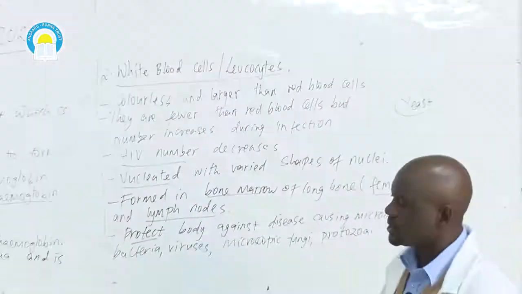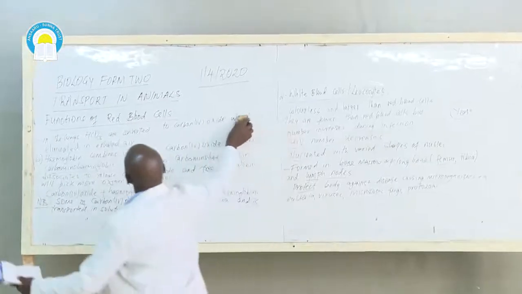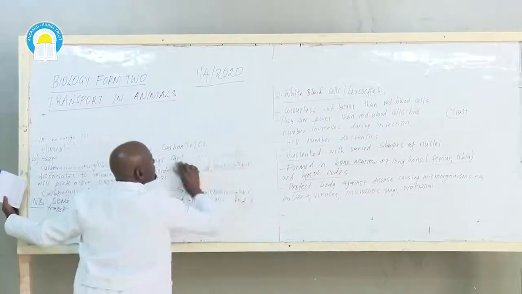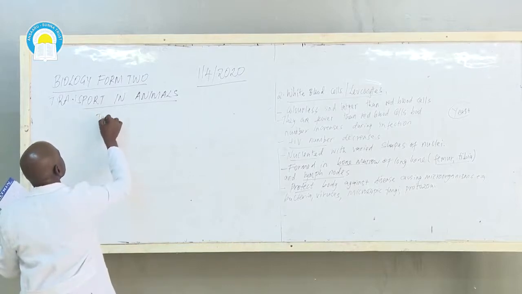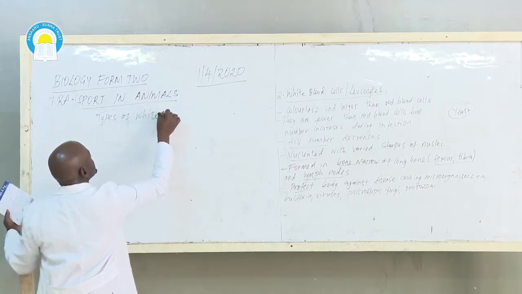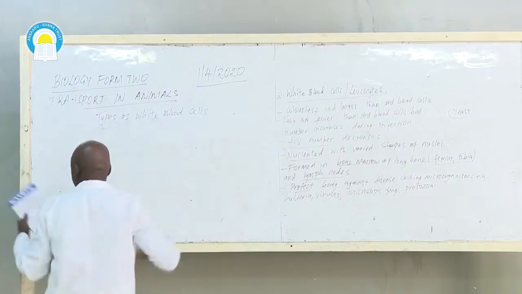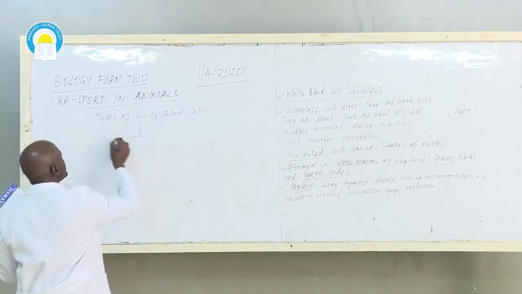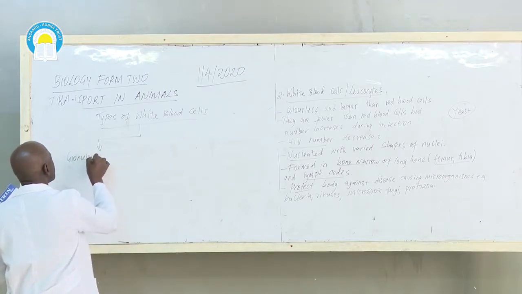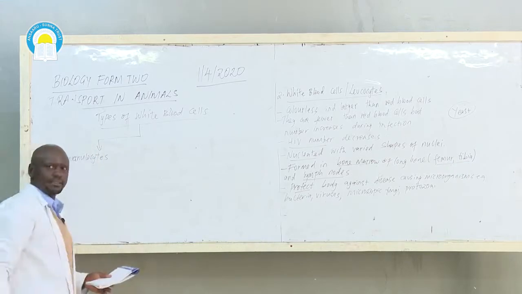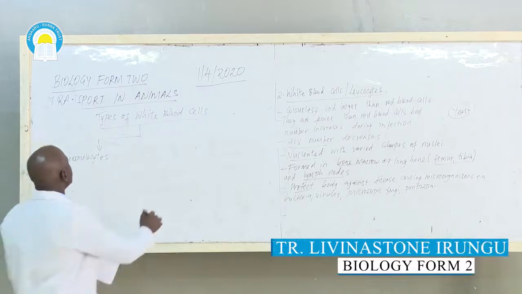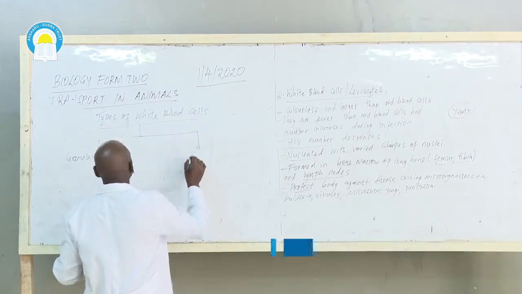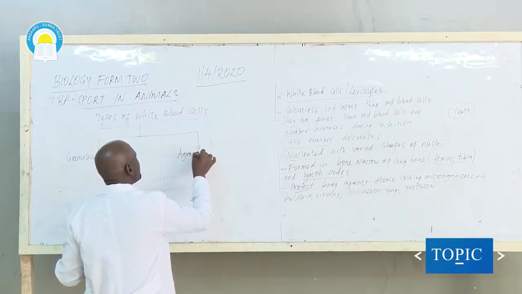So we have several types of white blood cells. So which are these types? Types of white blood cells. There are two main types, which are granulocytes. Granulocytes, meaning that in their cytoplasm, they appear to have granules. Granules are very tiny grains, and there are others that do not have the grains. So they are known as agranulocytes.